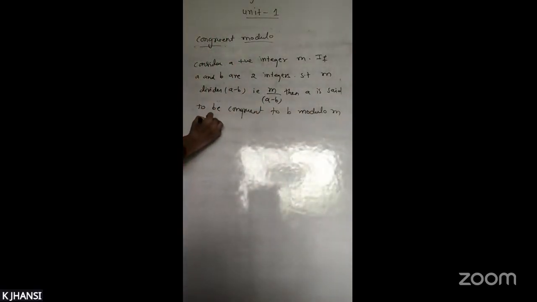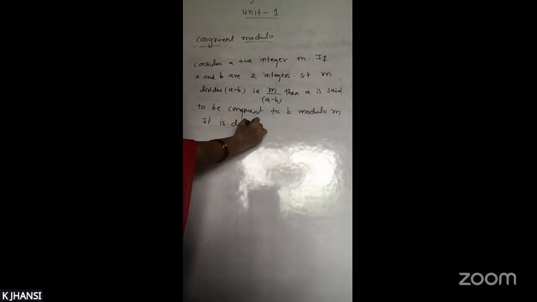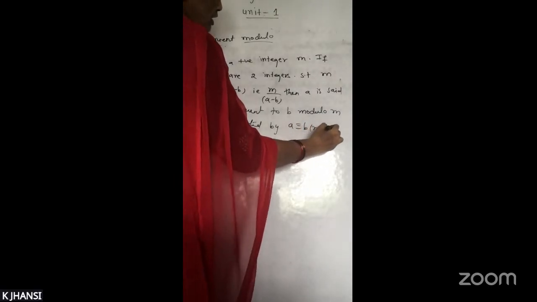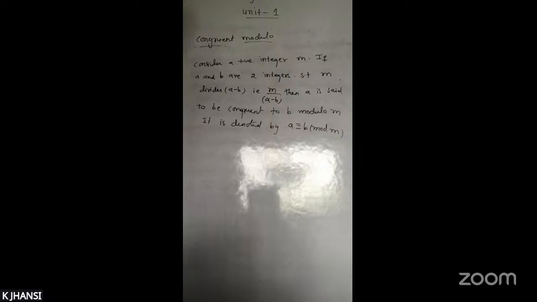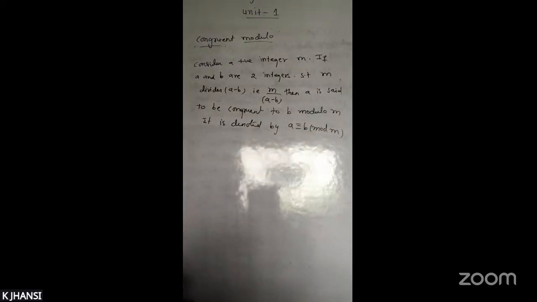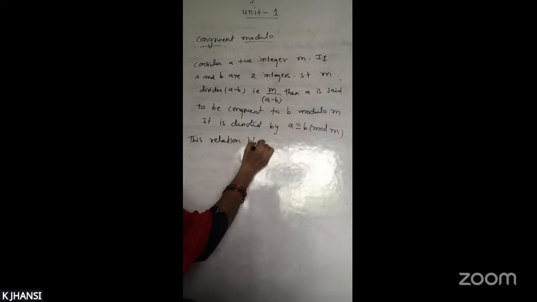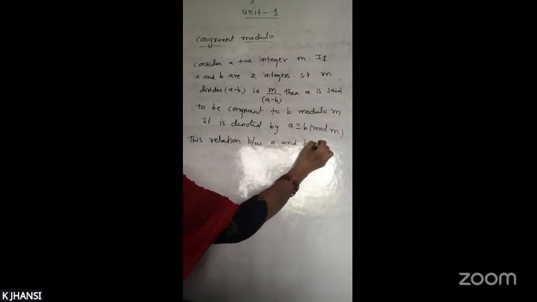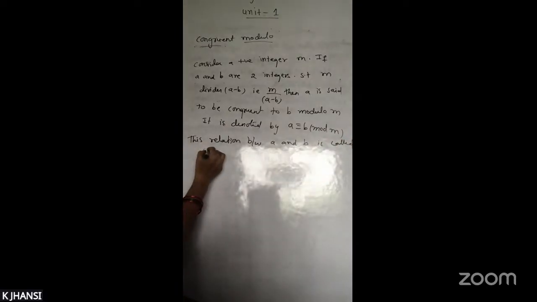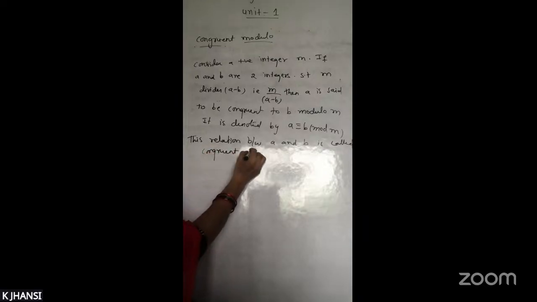It is denoted by, we'll write like this: a is congruent to b modulo m. This is the representation of congruent modulo, that is, a is congruent to b mod m. This relation between a and b is called the congruence relation, congruent modulo m.